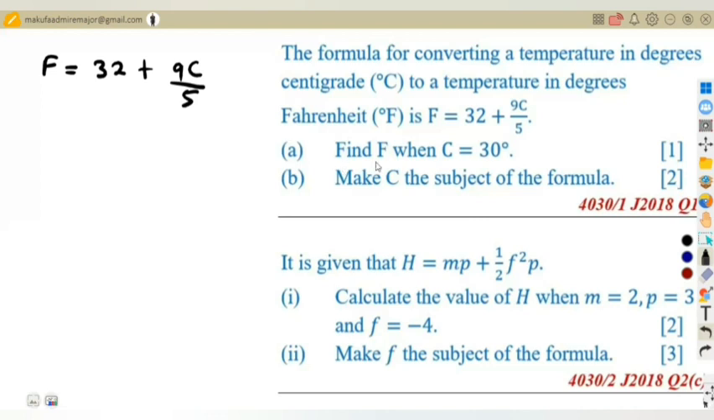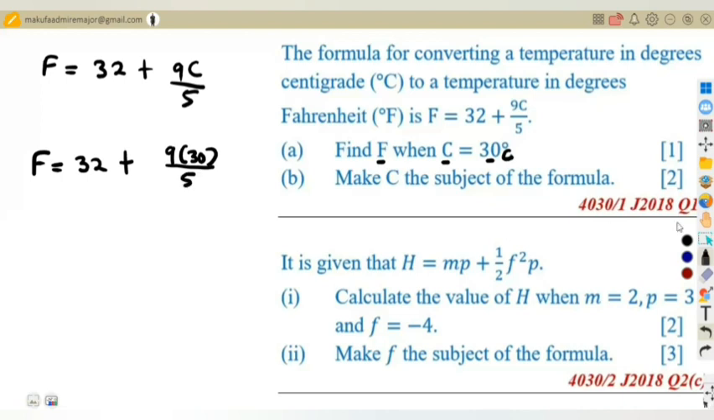So the first question is find F when C is equal to 30 degrees Celsius. Find the value of F when C is this. So we are simply substituting where there is C. We are going to substitute the 30, then we can obtain our F. So F is going to be 32 plus 9 times C, and remember, our C we are given as 30, everything over 5 in this case.